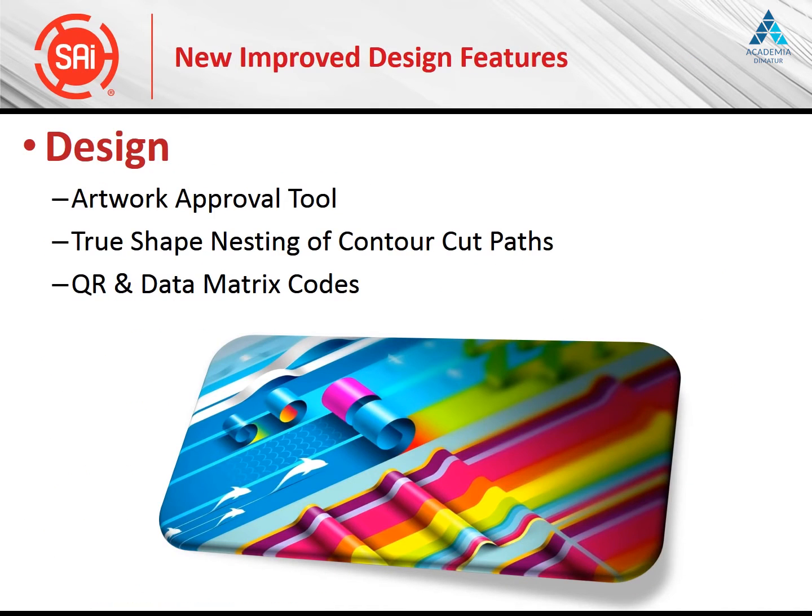So first, let's talk about the new improved design features in Flexi 12. The artwork approval tool, the true shape nesting of contour paths, and the QR and data matrix codes. And I'll even show you the rhinestone stuff. It's really nice features that have been added to help your designing in Flexi and make things really efficient for workflow as well. Next slide, you're going to see an actual video of these features.